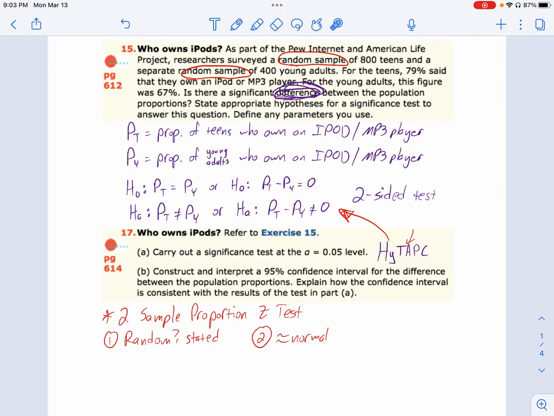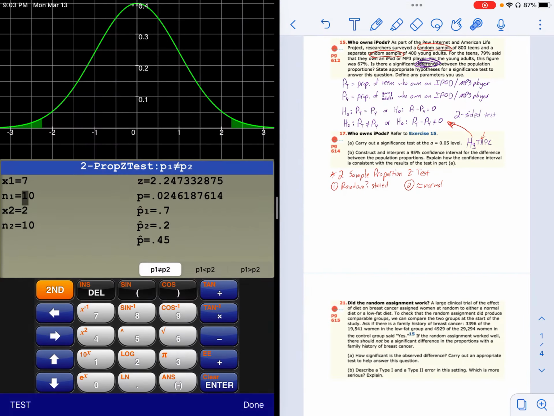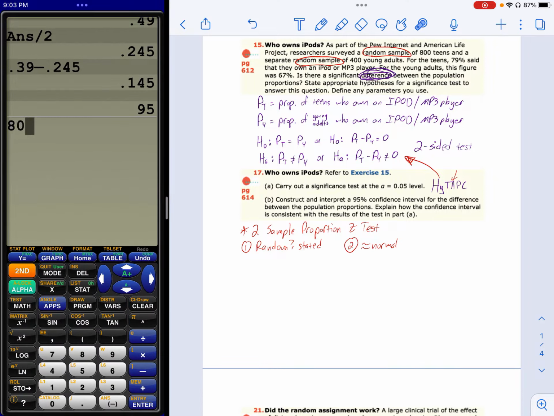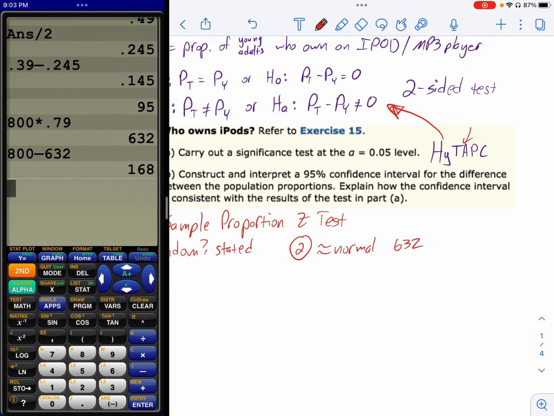Well, we have 800 teenagers and 400 young adults. And they give us the percentages. So the teenagers were at a 79% clip. So I should do some quick math here. I can tell those numbers are pretty big. So 800 was my teenagers, and 79% of them had an iPod. So that number is 632. If I do 800 minus that, I've got 168 teenagers that did not own one.